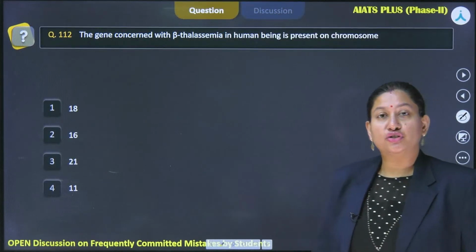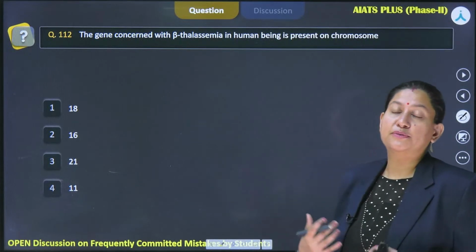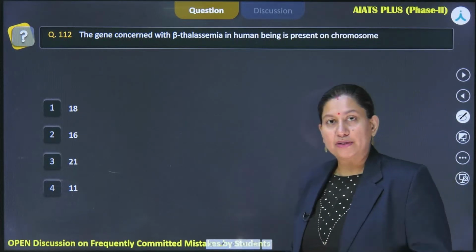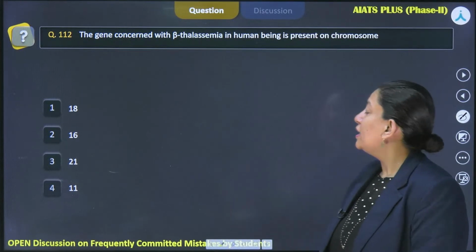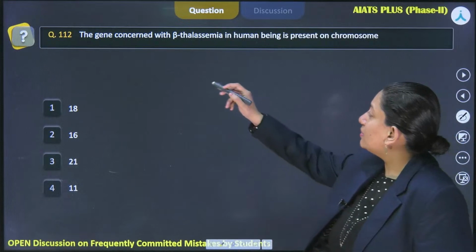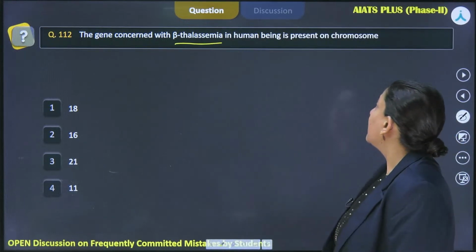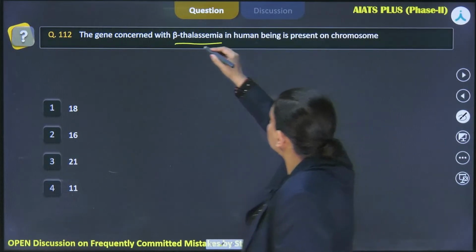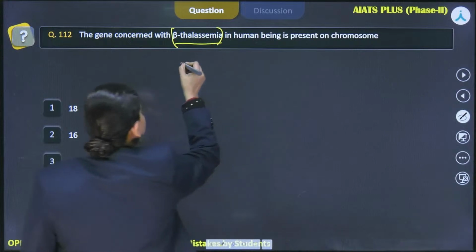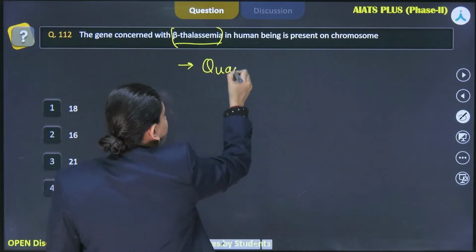So the next question, again from the principles of inheritance, it's a very important chapter with respect to the NEET examination. A lot of questions have come from here, and from molecular basis of inheritance, right? So this question talks about the gene concerned with beta-thalassemia in human beings, which is present on chromosome, right? When we talk about this disorder, thalassemia, firstly, it is a quantitative disorder.